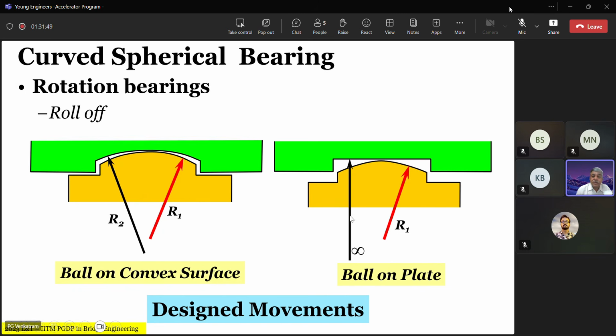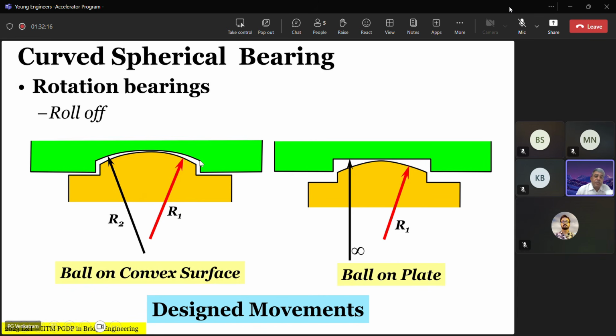Metallic components will start touching, and this is a system wherein you have a spherical thing on a convex surface, and this is a situation where a spherical surface is on a flat surface. This is not common. That is, we don't have a spherical bearing in which the top surface is flat, because then the contact stresses are very high. You need to do a lot of metallurgical treatment to make this hard.